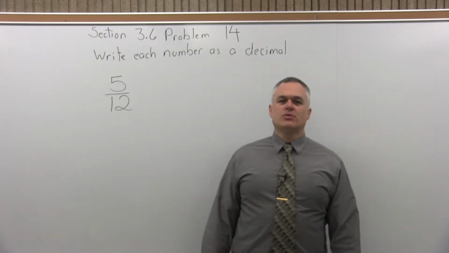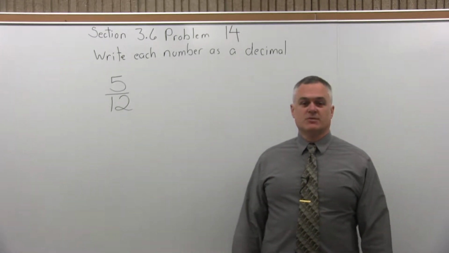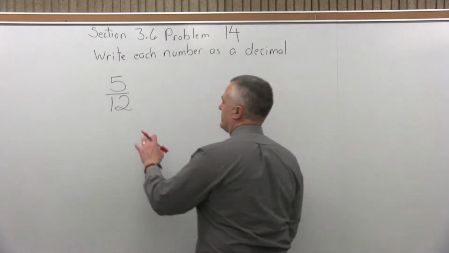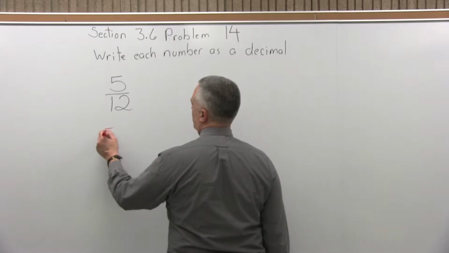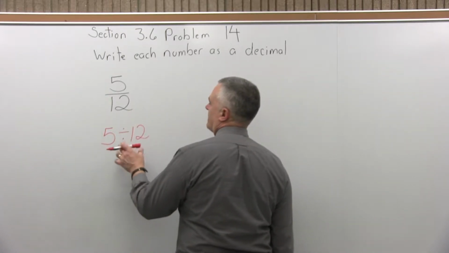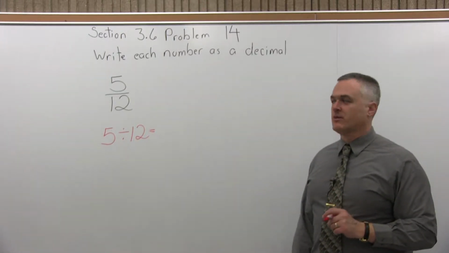This is Section 3.6, Problem number 14. It says write the number as a decimal, and we have 5/12. So with any of these, write it as a decimal. If you have the use of a calculator, just do the numerator divided by the denominator equals, and the calculator will give you the decimal answer right away.